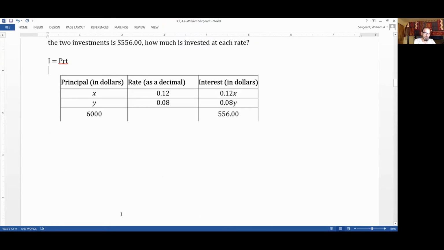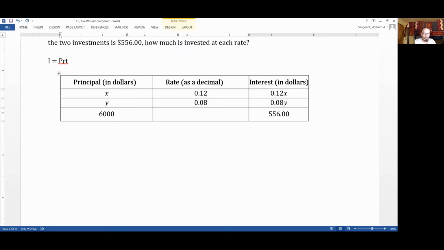Our two equations are going to be X plus Y is 6,000. That's an equation for what was invested, whereas going from the third column, add those up for total interest. Again, the first one is for total investment, and this is for total interest.